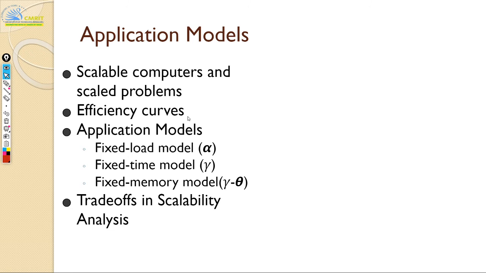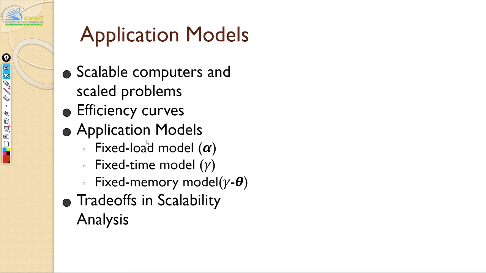Then you have efficiency curves that we saw in one of the earlier slides. And next is application models. We will see this in more detail in tomorrow's class probably. But here there are three things that we need to note. One is the fixed load model. Next is fixed time, and next is fixed memory, right? The fixed load model assumes that your load is going to stay the same, no matter how much I increase my processor or the machine.